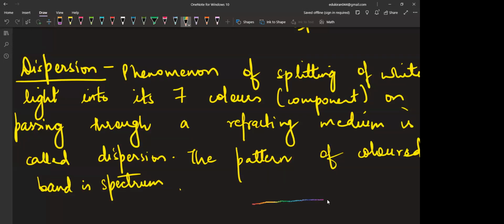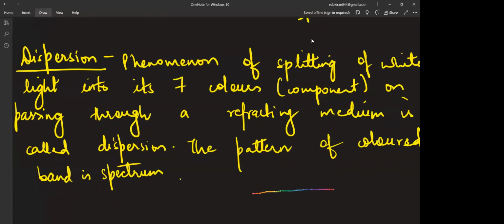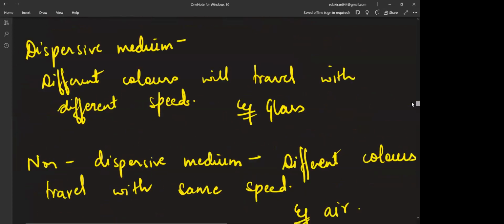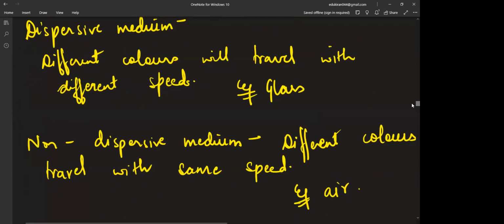So you get these lines. Now the medium which allows dispersion to occur is known as a dispersive medium, and the one which does not allow dispersion to occur is known as non-dispersive. In a dispersive medium, different colors travel with different speeds. That's why there is dispersion. But in a non-dispersive medium, they travel at the same speed.